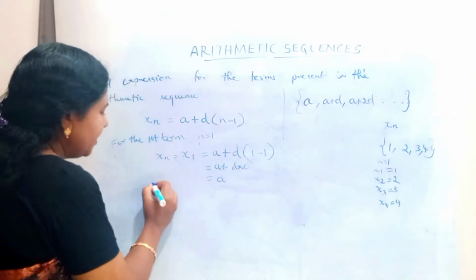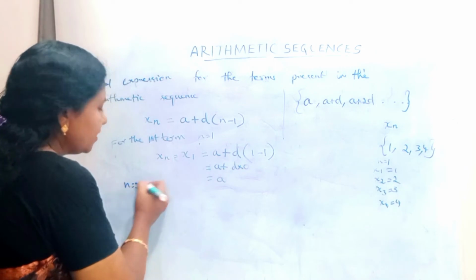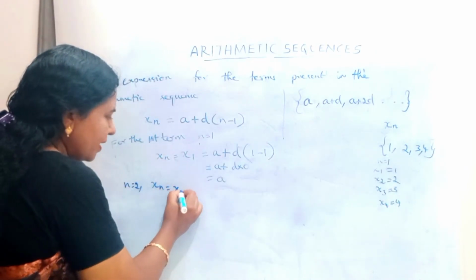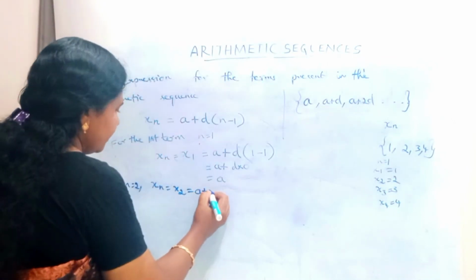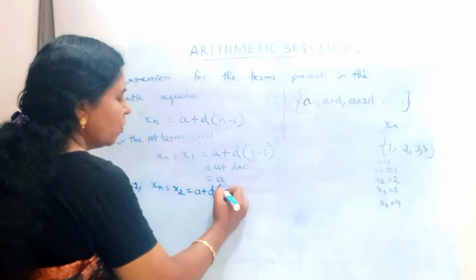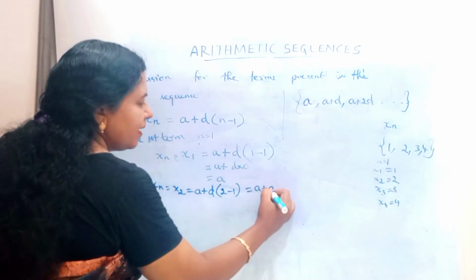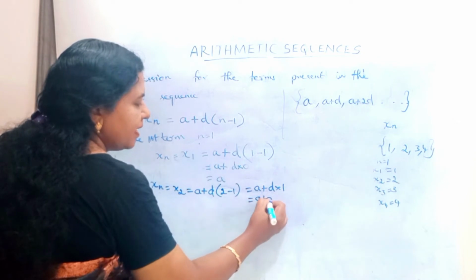Now coming to the second case, for n equal to 2, that is, for the second term, xn is equal to x2. So it is equal to a plus d into (2 minus 1). 2 minus 1 is equal to 1, so it is equal to a plus d. So we have got the second term.